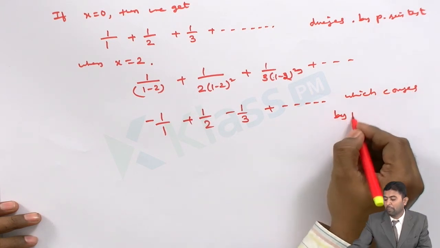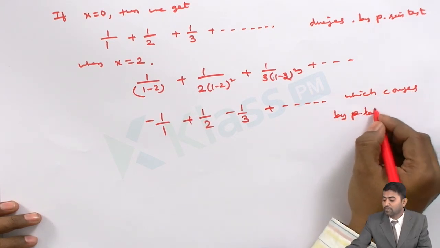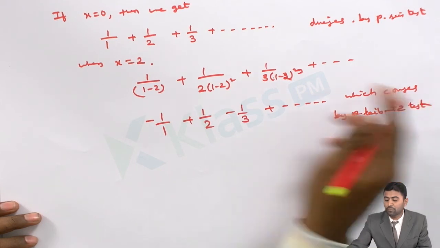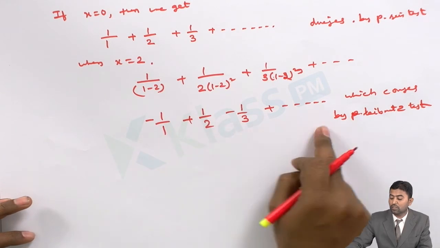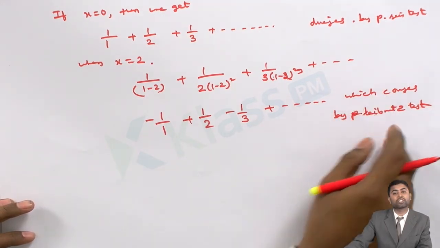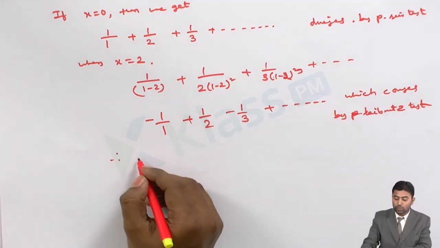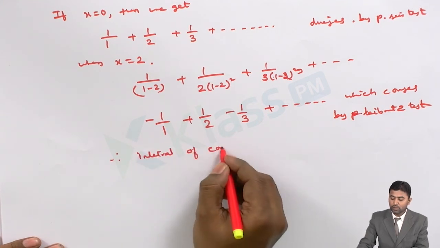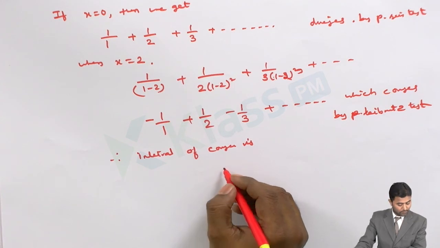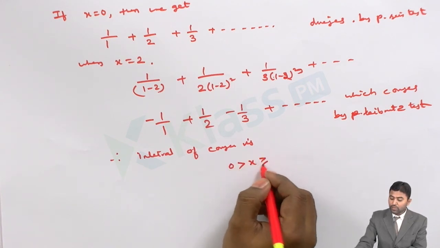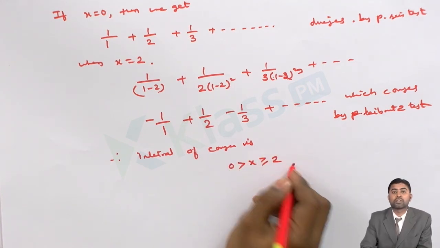converges by Leibniz test. For x equal to 0, the positive series diverges by p-series test. Here this is an alternating series, it converges by Leibniz test. So therefore, the interval of convergence is 0 greater than x greater than or equal to 2. With this, the unit on sequence and series is complete.